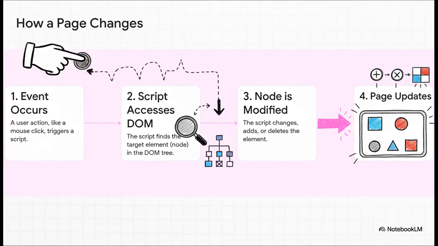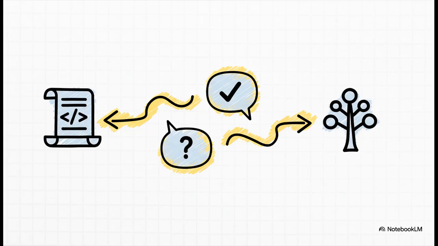Second, a script wakes up and uses the DOM to find the exact node it needs to change. Third, the script does its thing. Maybe it changes the text or the color of that node. And finally, the browser sees that change in the DOM tree and instantly redraws just that one part of the screen. That's it. All that amazing interactivity we see online is really just a constant, quiet conversation. A script says, "Hey DOM, can you change this little piece of the tree over here?" And the DOM says, "You got it." And the browser makes it happen. It's this beautiful, elegant little dance going on all the time.